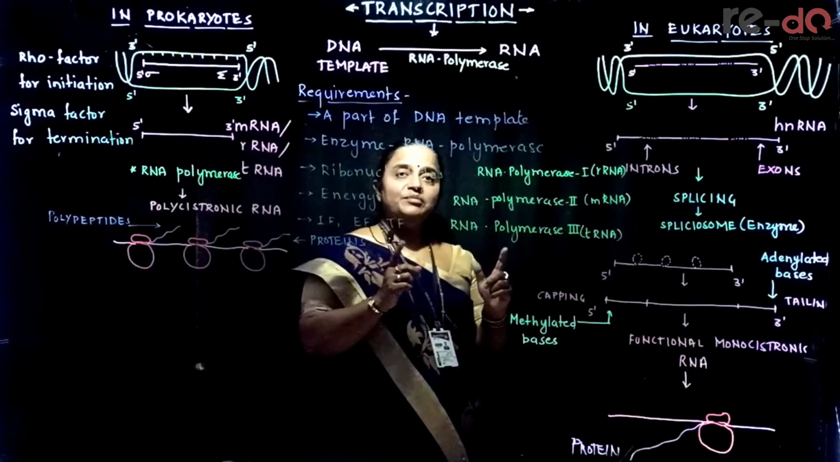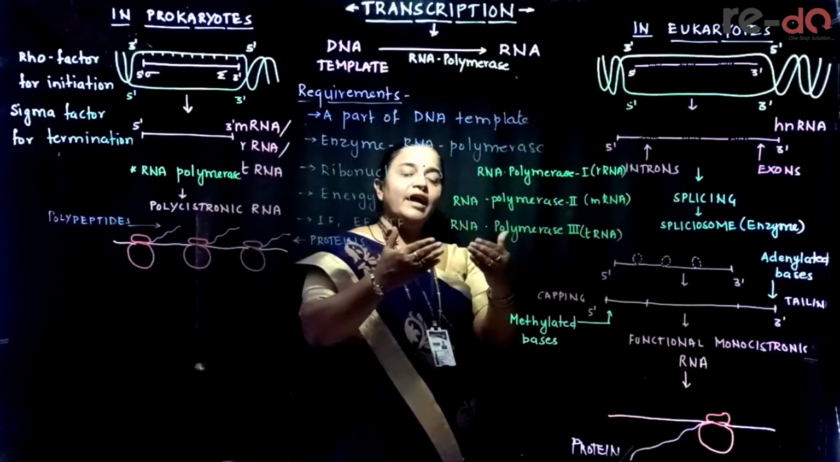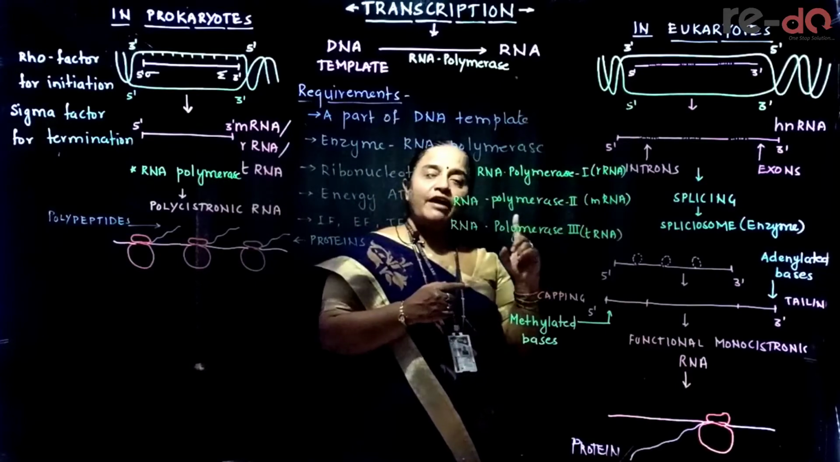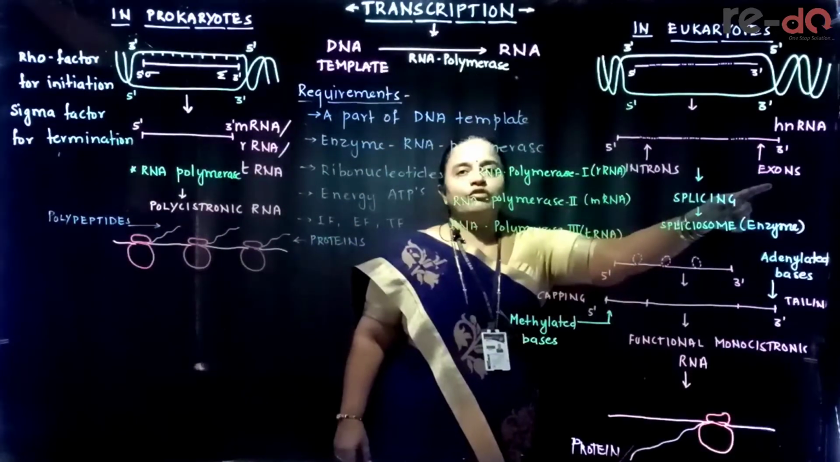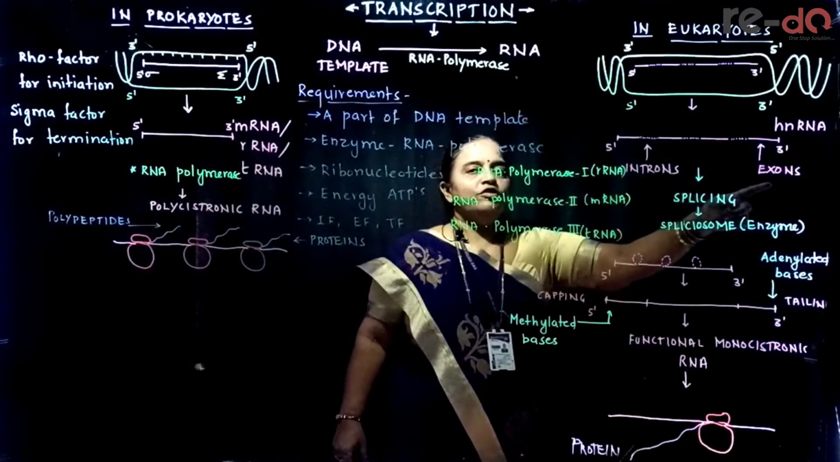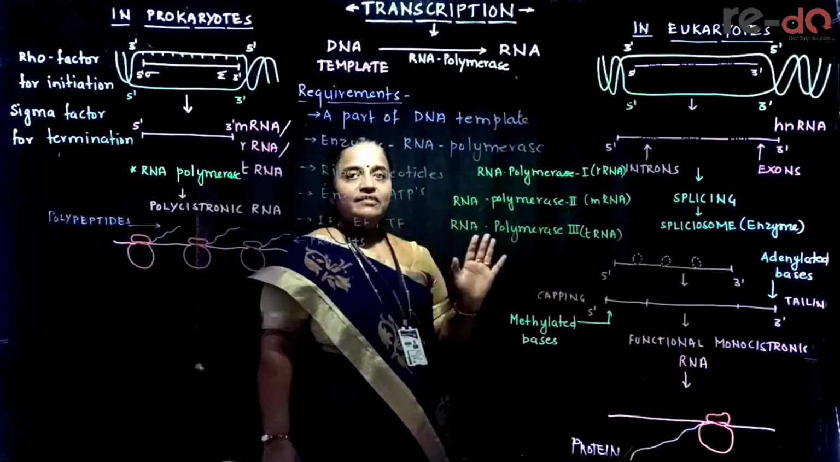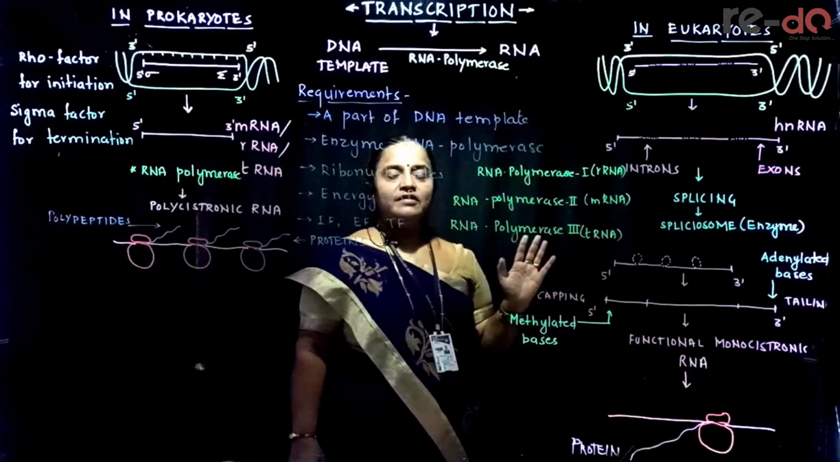So during transcription, when DNA unwinds, histones will go away and that region is transcribed as intron. And the linker DNA, which has the functional gene, is transcribed as exons. So introns and exons are available on HnRNA. Now what next? The whole HnRNA is not necessary for protein synthesis.